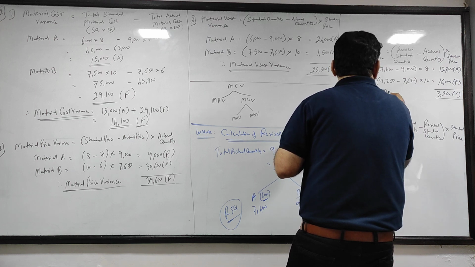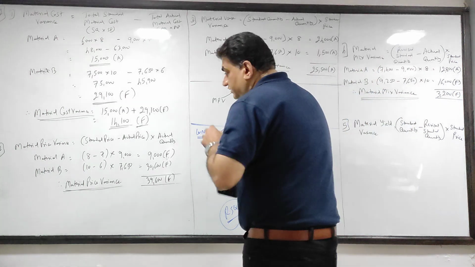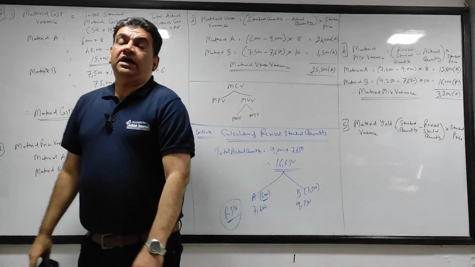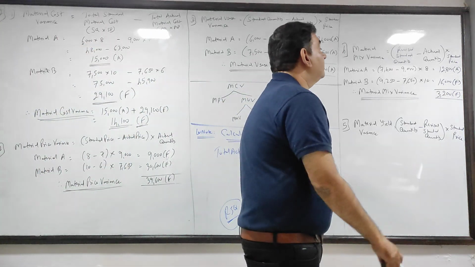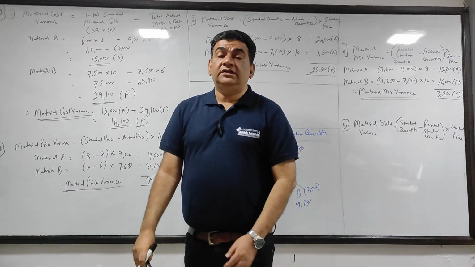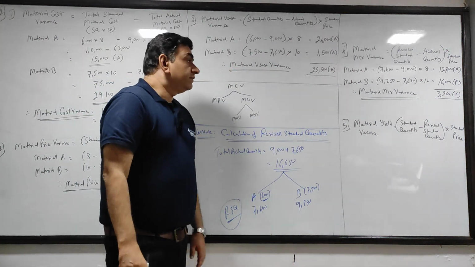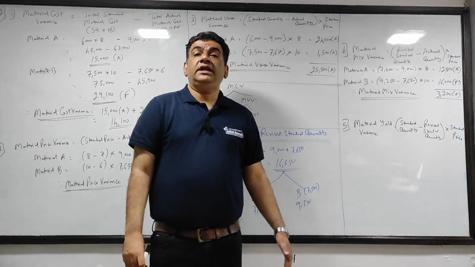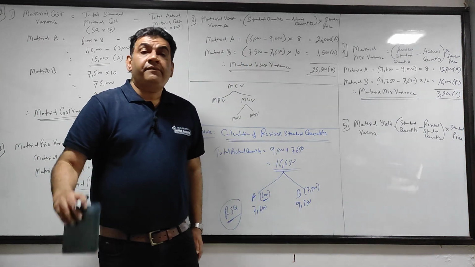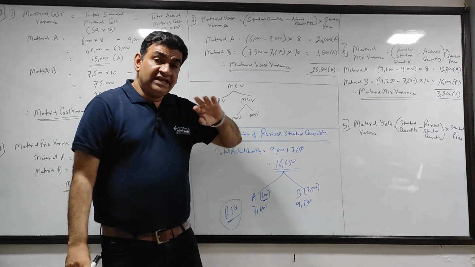Therefore, material mix variance is 3,200 favorable. Got it, guys? Clear? Now exactly same way yield.